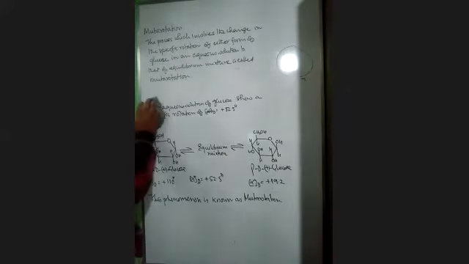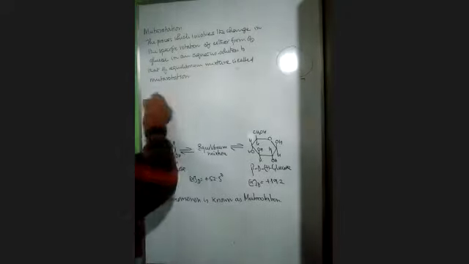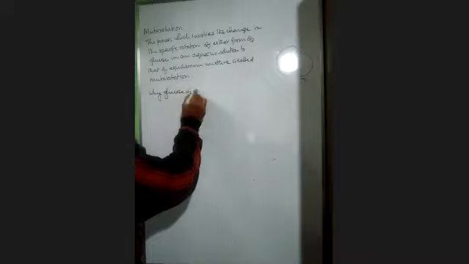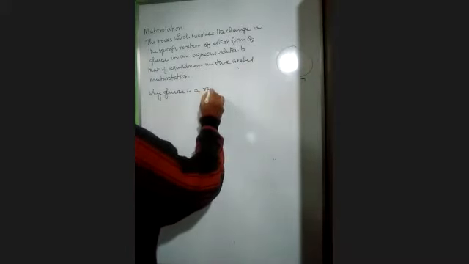Initially, I told you what is reducing sugar. Reducing sugars are those which can reduce Tollens' reagent and Fehling's solution. So it should have a free aldehyde group. But here you do not have any aldehyde group. Then why is glucose a reducing sugar? Let me write it. Why glucose is a reducing sugar?